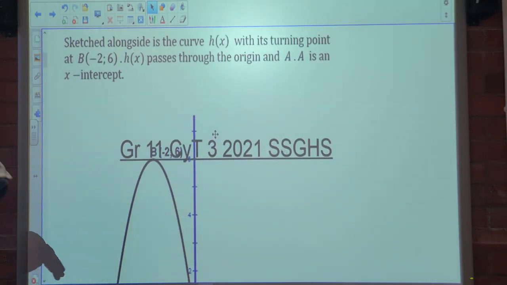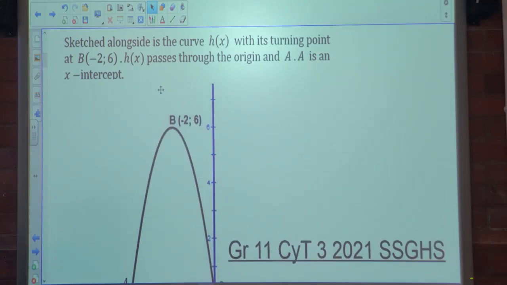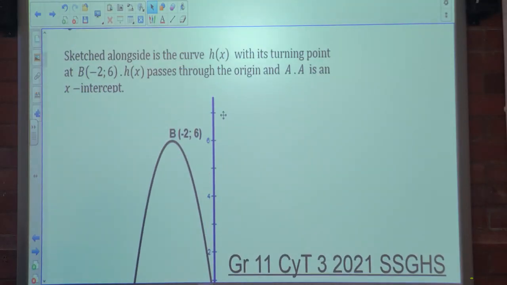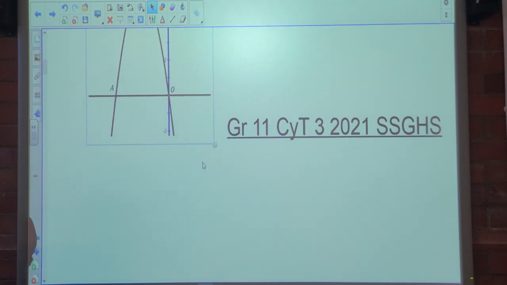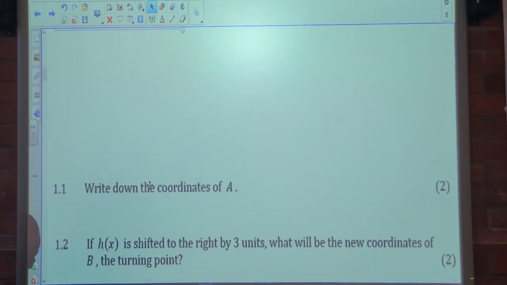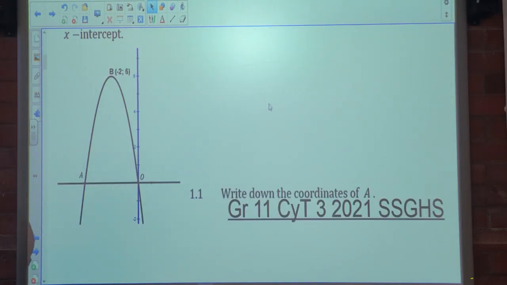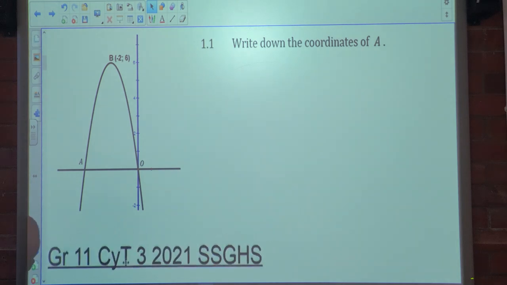The sketch alongside is the curve of h of x with a turning point at B, which is (-2; 6). h of x passes through the origin at A, and A is an x-intercept. Everything said there is on the diagram anyway. Write down the coordinates of A. The question paper and memo can be found in the description box below.